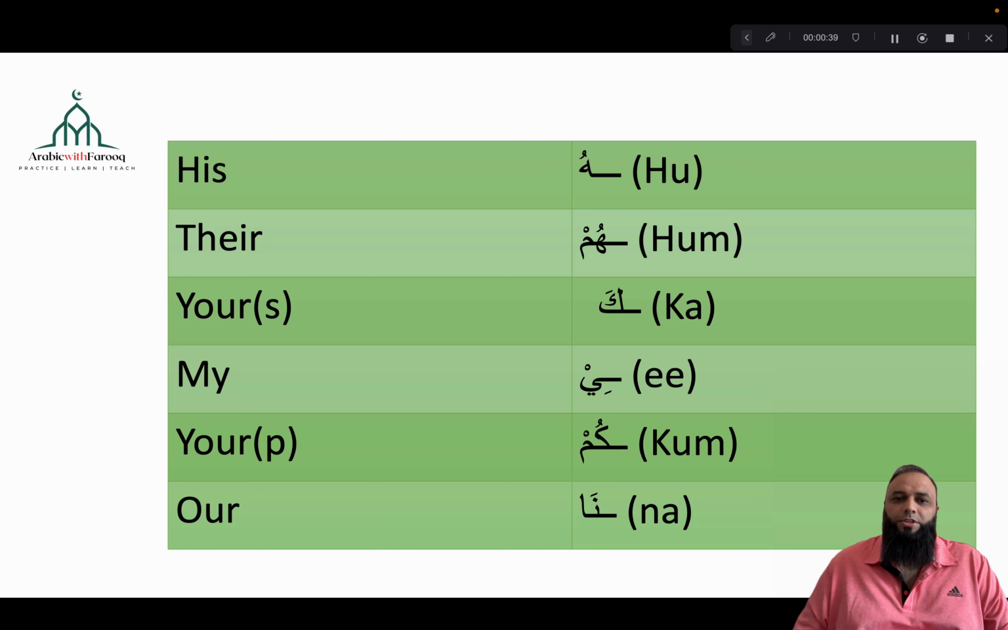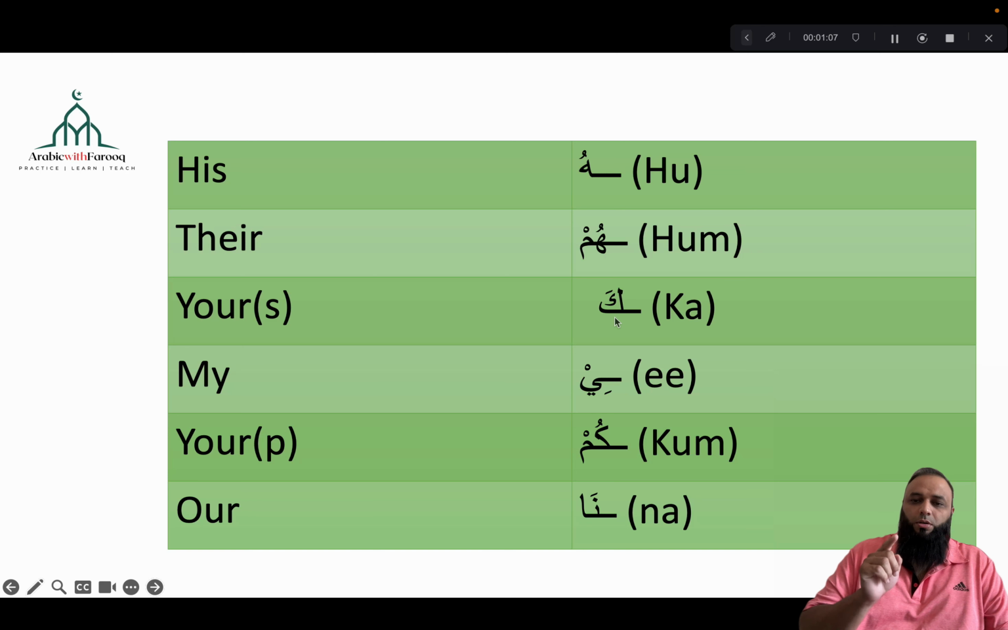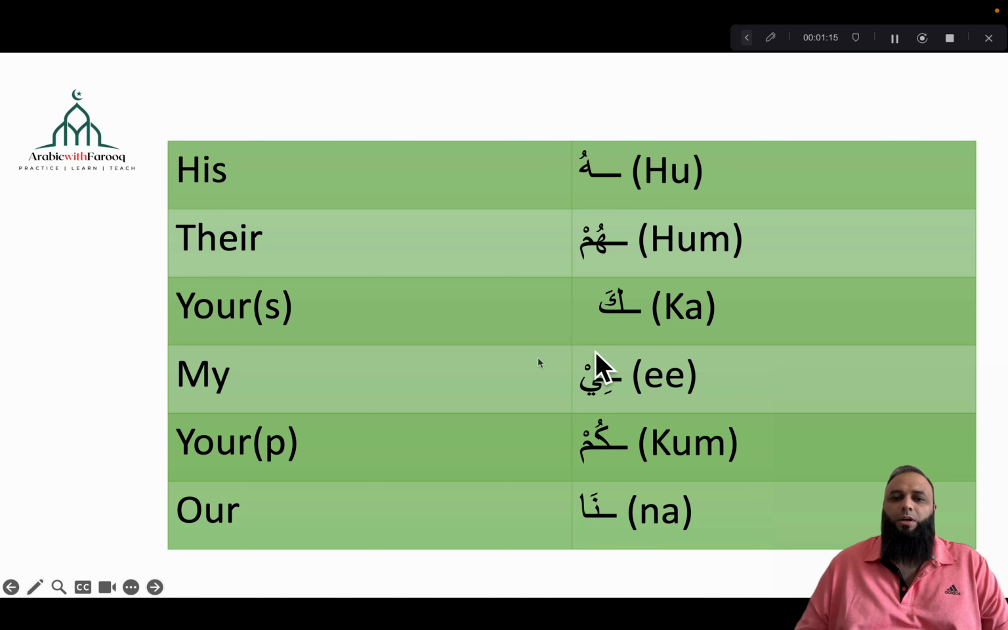And so let's start. The first is hu, not the who in English, but hu. And then you have hu, which means his. And then whom, it's not hum, it's hum, which means theirs. And then you have ka. Ka basically means yours, your, but in the singular sense. So if it's just one person that you're referring to, it's ka.